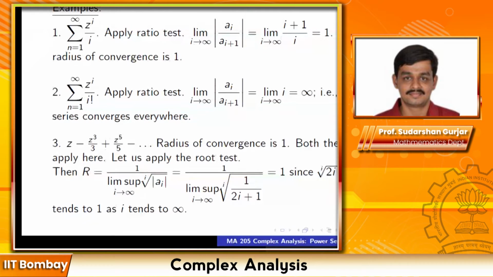So third example, let's take z minus z cube by 3 plus z to the 5 by 5, etc. So here the radius of convergence is again 1. Both the tests apply. Now let us try to apply the root test instead of the ratio test. Then R, we know, is equal to 1 upon lim sup of mod ai to the power ith root, that means 1 upon lim sup of ith root of 1 upon 2i plus 1, which is equal to 1, we know, because ith root of 2i plus 1 tends to 1 as i tends to infinity, right?